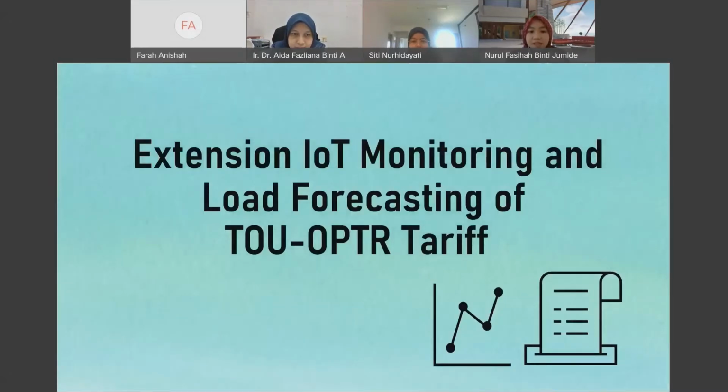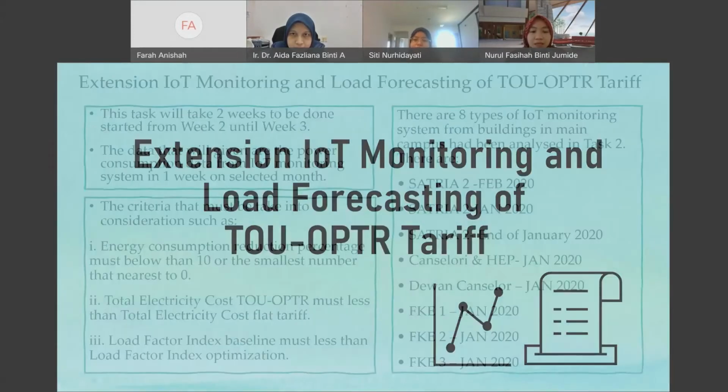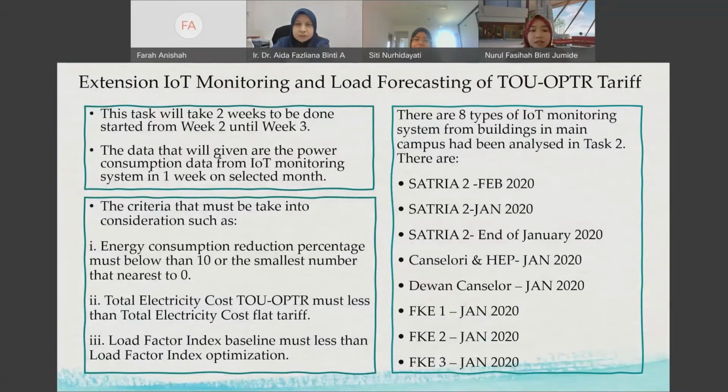Next is extension of IoT monitoring in load forecasting of TOU or PTR tariff. This is one of the data analyses done by us. This task takes 2 weeks, and we are given power consumption data from the IoT monitoring system for 1 week in the selected month. The criteria that must be taken into consideration are, first, the energy consumption reduction percentage must be below 10 or the smallest number nearest to 0.